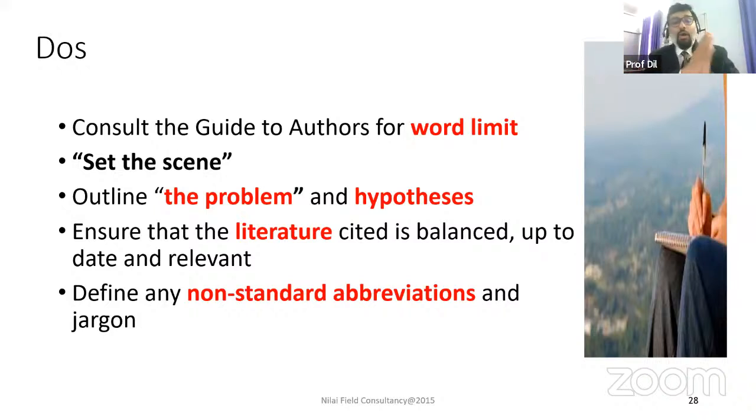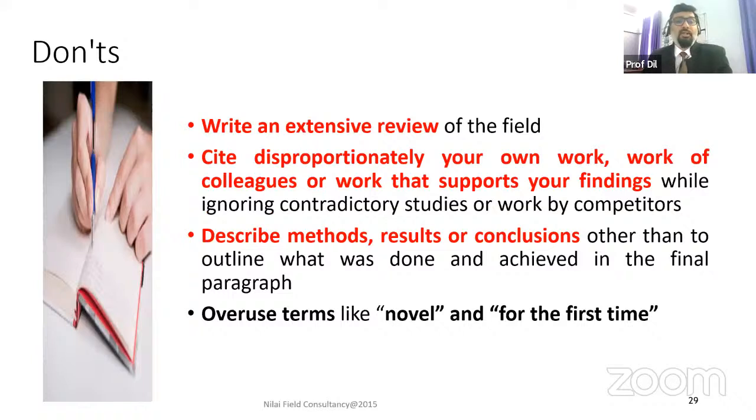Try to avoid non-standard abbreviations and jargon. Now the don'ts: don't write an extensive review in the introductory part. There is a separate portion for the review of literature, so go to that portion and write it there. Don't cite your own work disproportionately. Integrating your own work and citing it is called self-citation, and we don't appreciate too much self-citation, so try to reduce it.